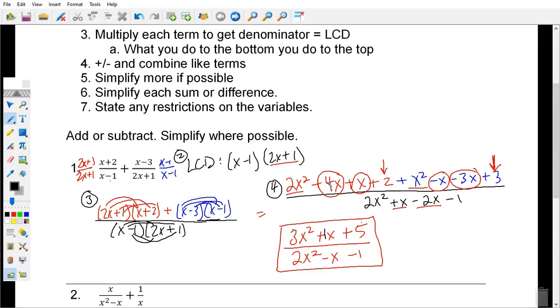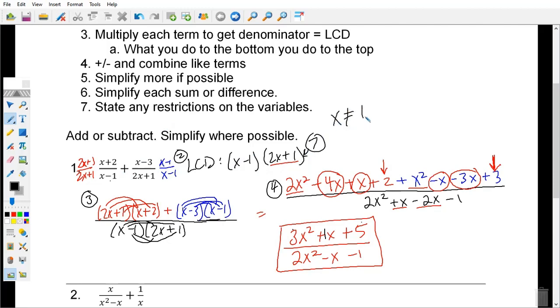So simplify each sum or difference. I've already simplified. I can't go any further. Simplifying's done. The last part is to state any restrictions on your variables. Okay. Your restrictions for your domain go back to your original for the most part. So you're going to check the denominators, your LCD, which was your least common denominator, right? So when I'm looking at my restrictions for adding and subtracting, I'm going to look at the LCD. So looking at my LCD, what are the restrictions that X cannot be?